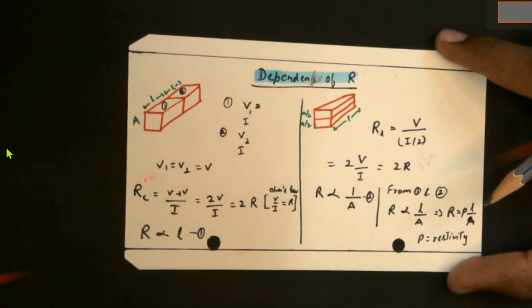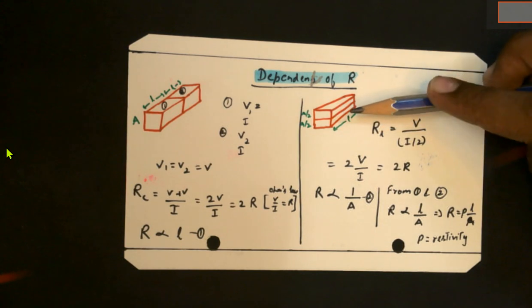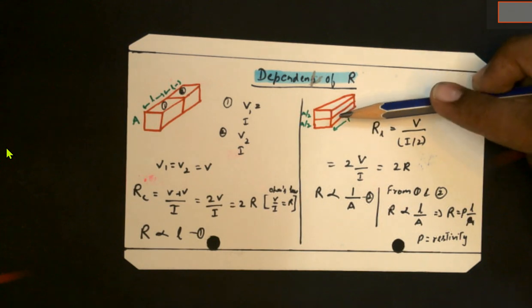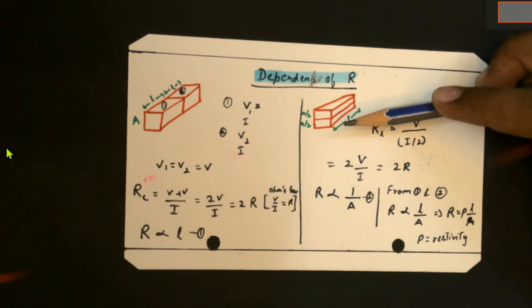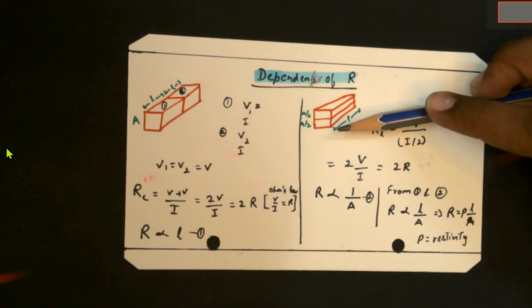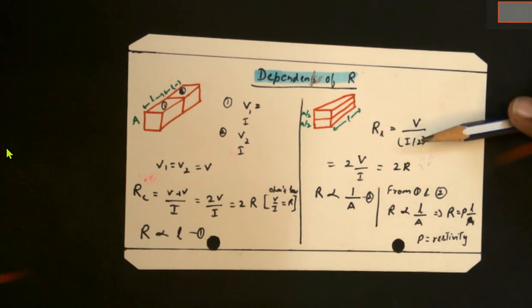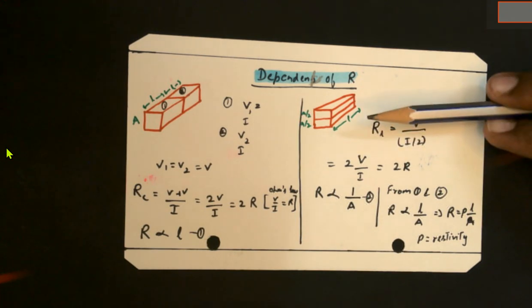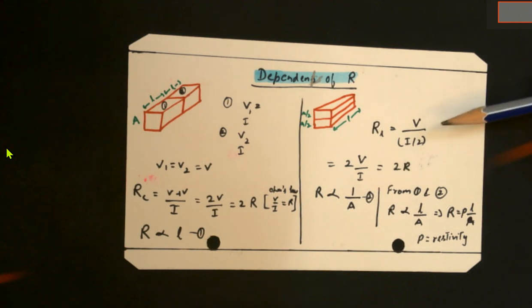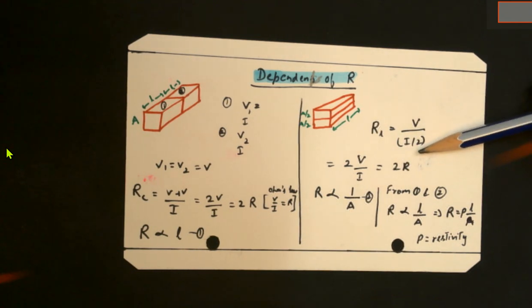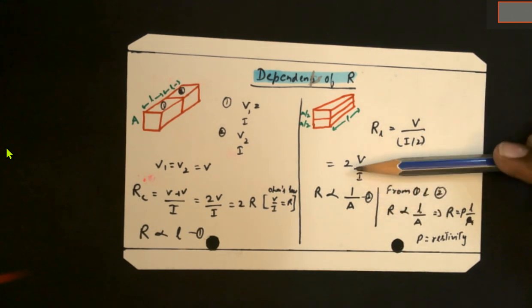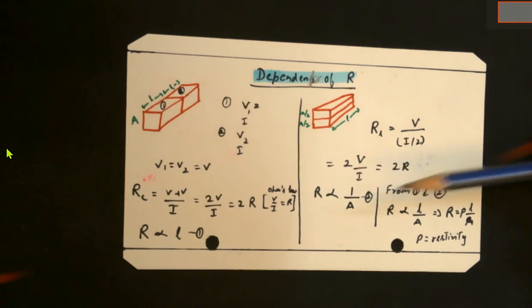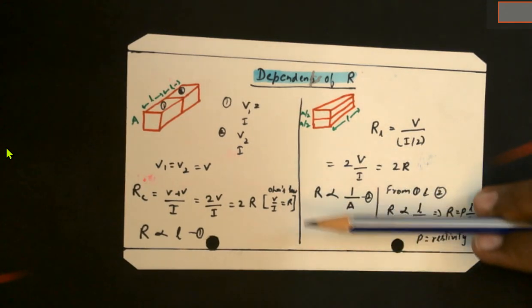The next factor is this: suppose we take a conductor with length L. Now we divide the area of the conductor by 2, so that it forms 2 conductors on top of each other, where the area of one conductor is A by 2. Applying the same formula, the current is reduced as the area of the conductor is reduced. So R is equal to V by I by 2, as the current has been reduced by half. If we take the 2 to the top, we get 2 into V by I, which is equal to 2R, as we know from Ohm's law.